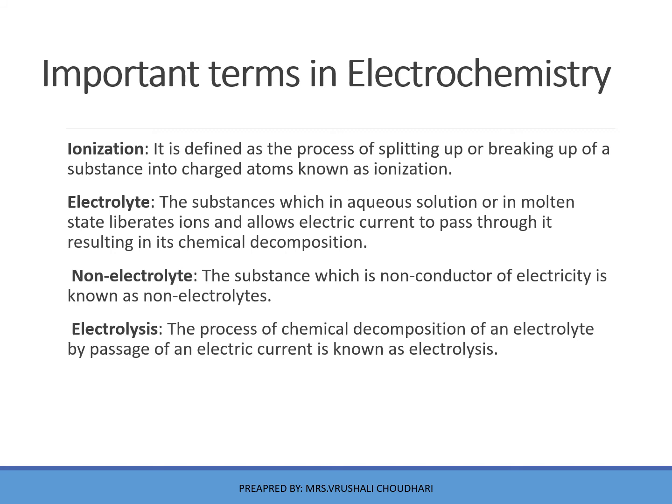Electrolysis. The process of chemical decomposition of an electrolyte by passing an electric current is known as electrolysis. When we pass current, the positive and negative charged ions move in different directions. So chemical decomposition, a chemical reaction, will take place. That process is called electrolysis.